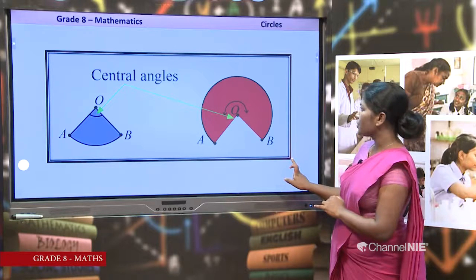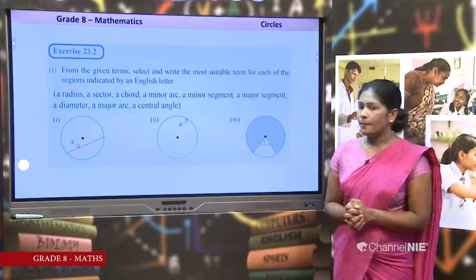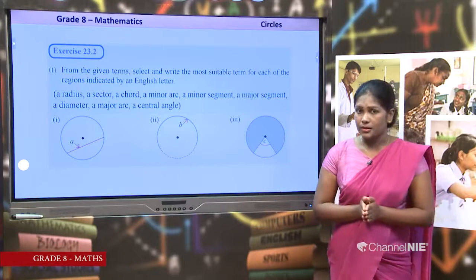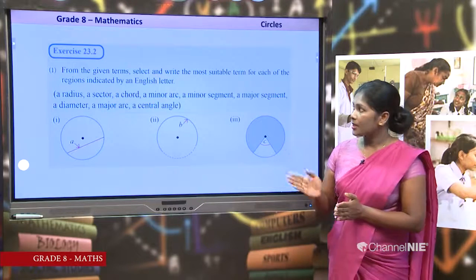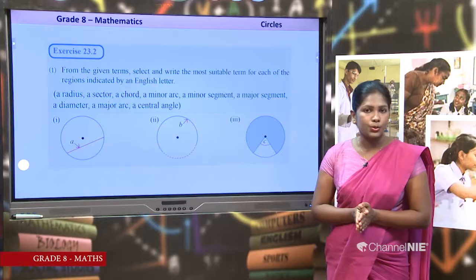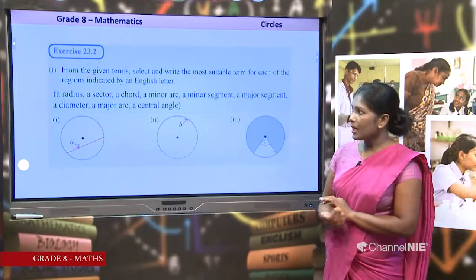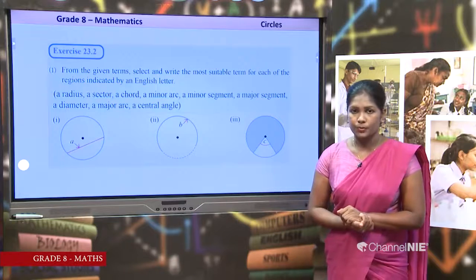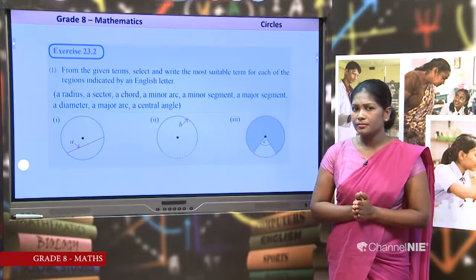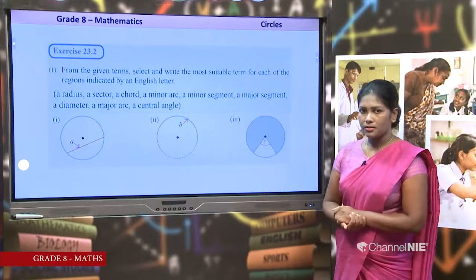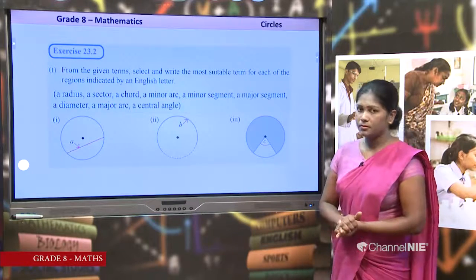Okay children, move to the next slide. There is another activity exercise. Exercise 23.2. Okay, turn to the page. Exercise 23.2. Hope you are ready. Okay children, read the question.